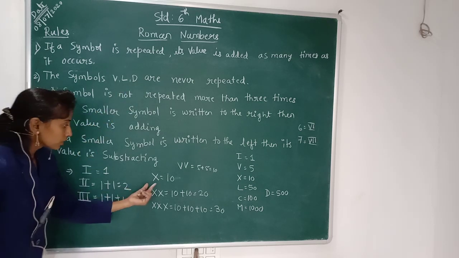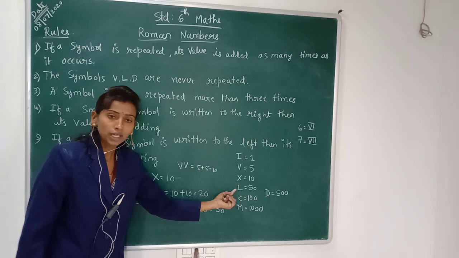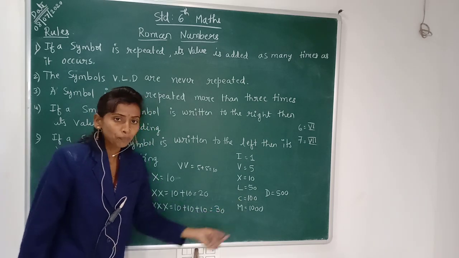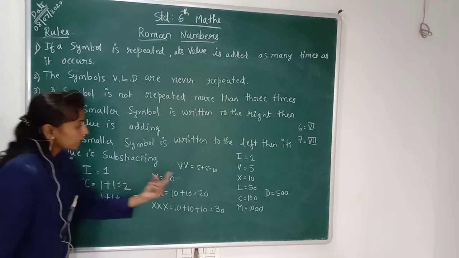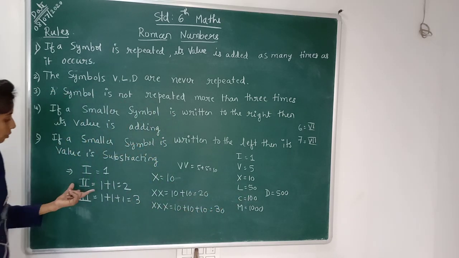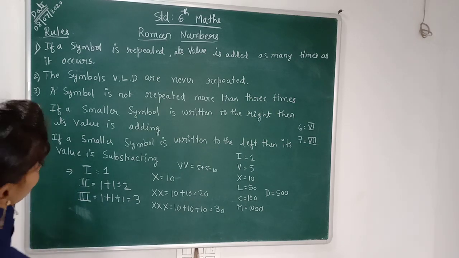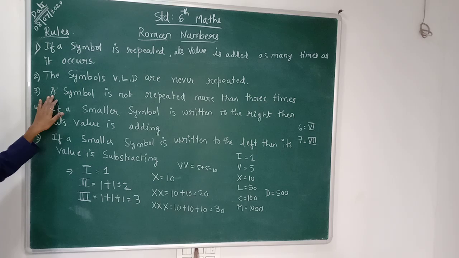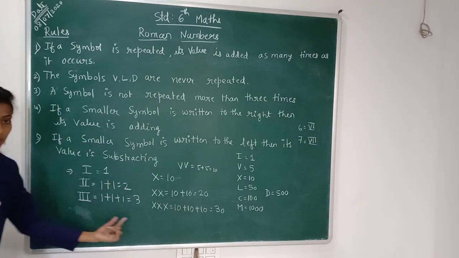So, only these numbers, I, X, and C, can be repeated up to 3 times. The third rule says the symbol is not repeated more than 3 times, like this.